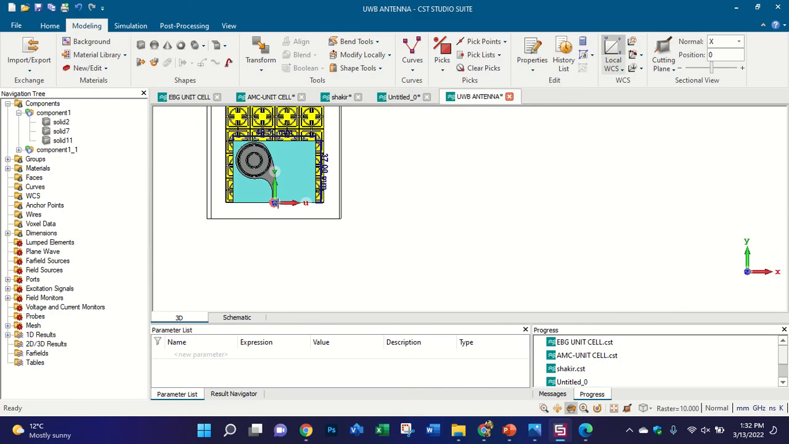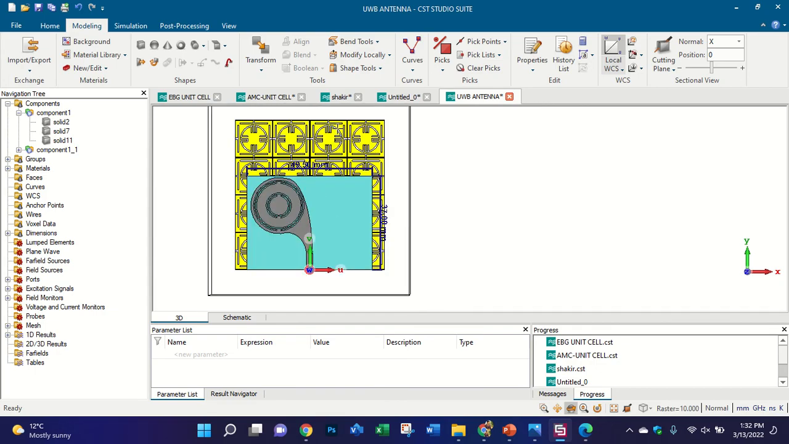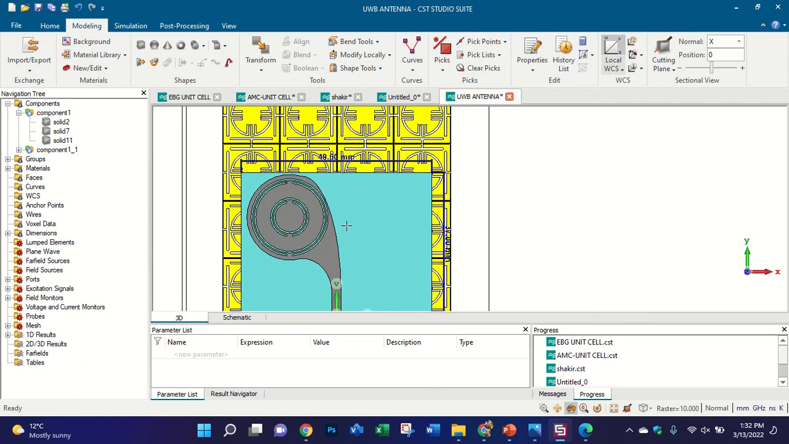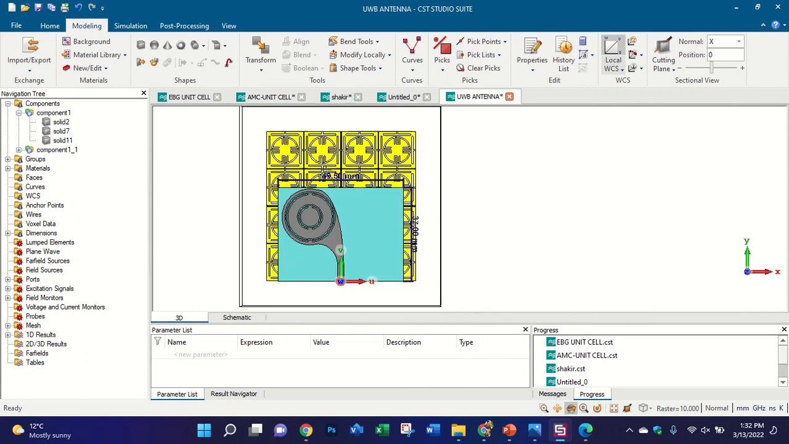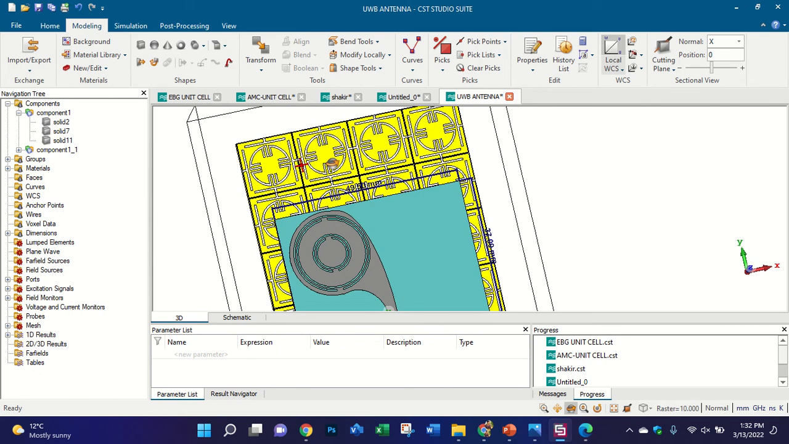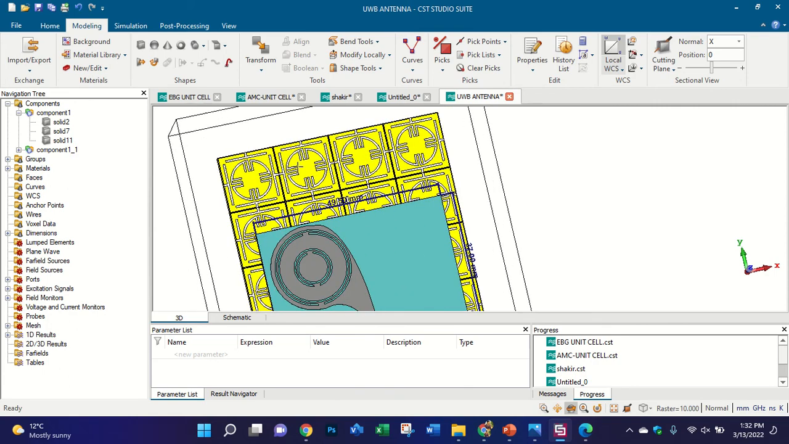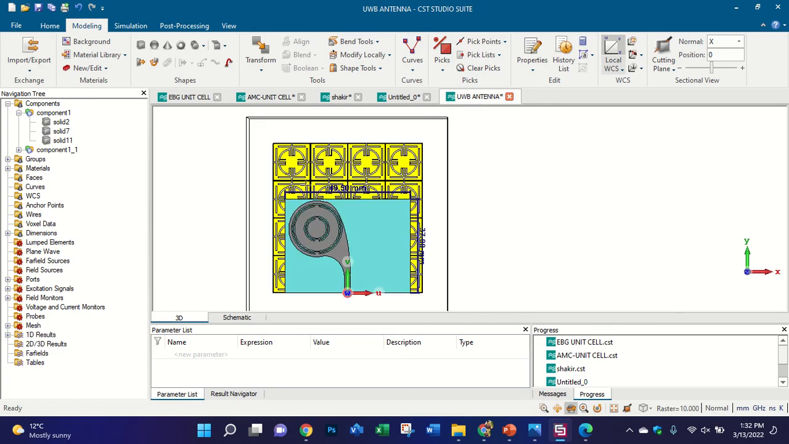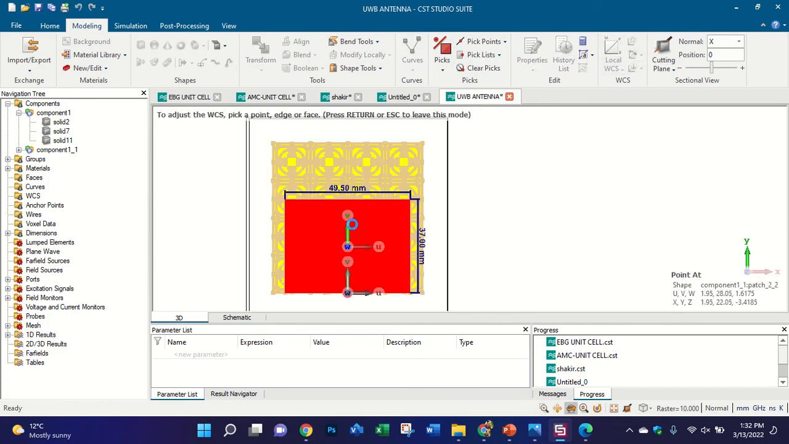Now to answer your question, Mr. Tariq, you want to miniaturize the size of the antenna. I have realized that this metamaterial is bigger than the size of the antenna. So even if I cut this metamaterial to the size of the antenna, let me move my WCS here.